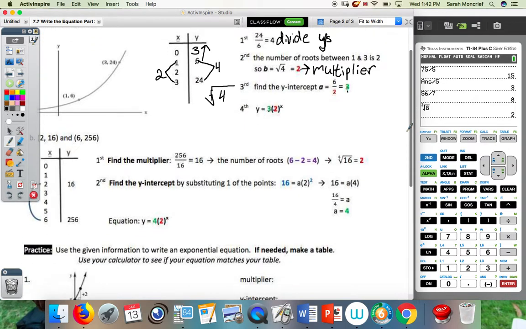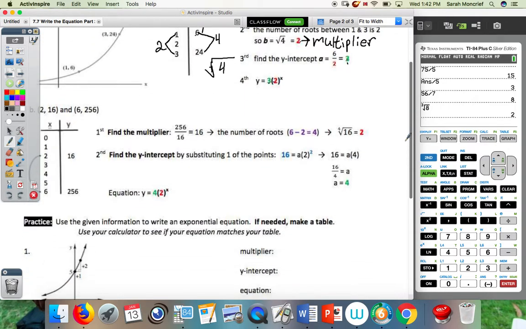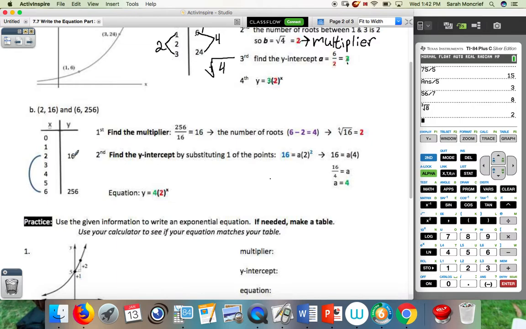All right, and now let's look at one more problem, looking at B. So we were given the points 2 and 16 and 6 and 256. So the first thing we need to do is find the multiplier. And remember, the first step for that was divide y's. Let's divide y's.